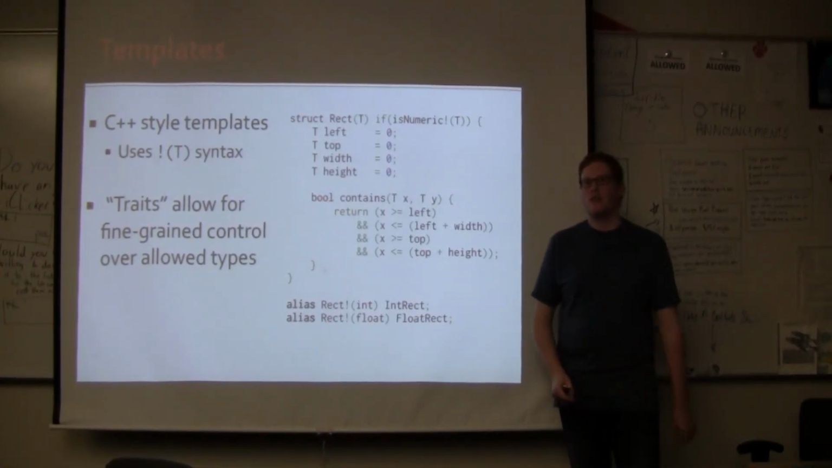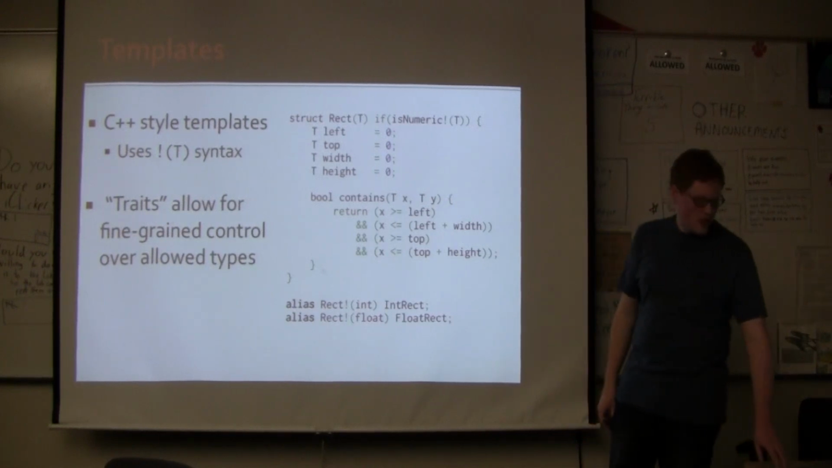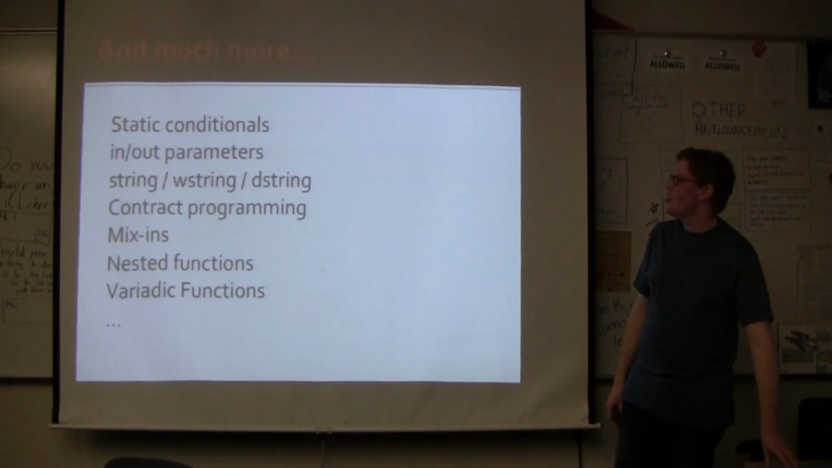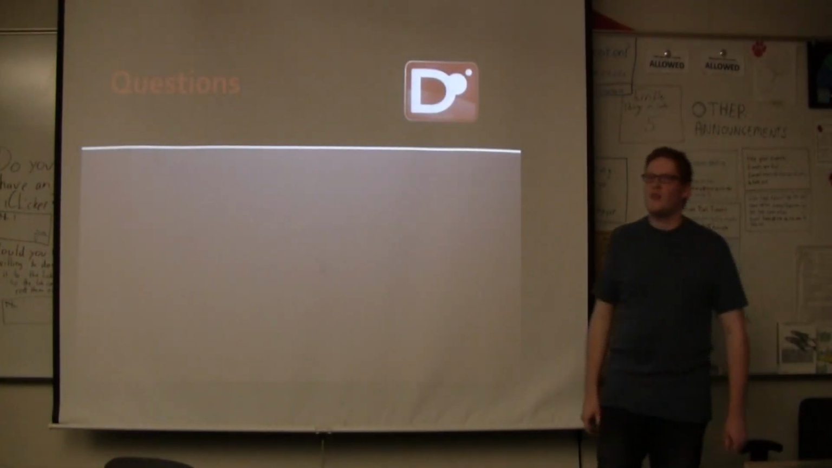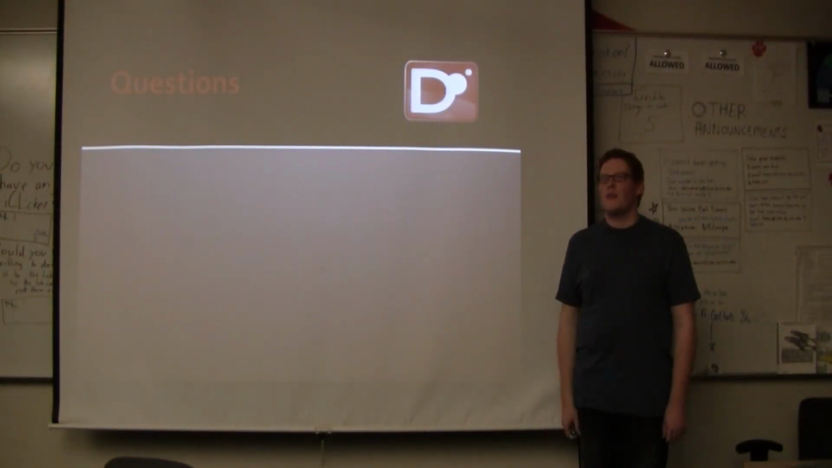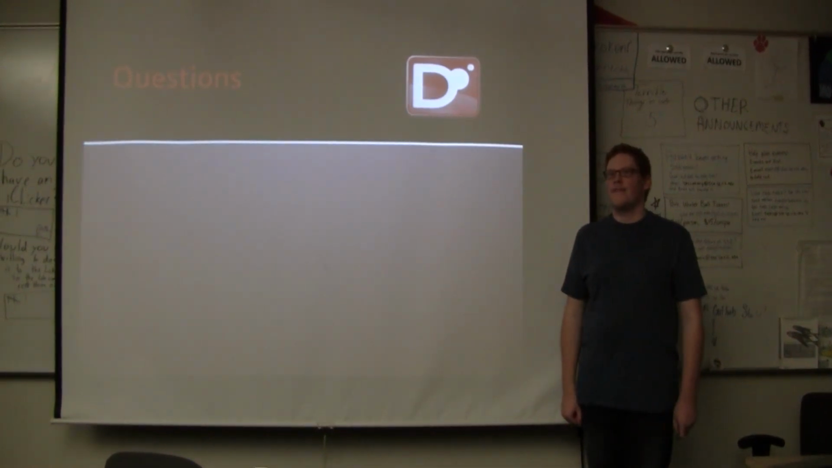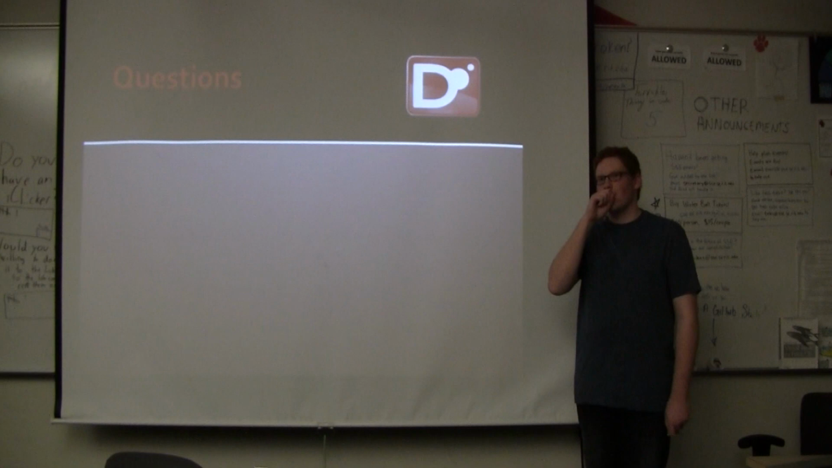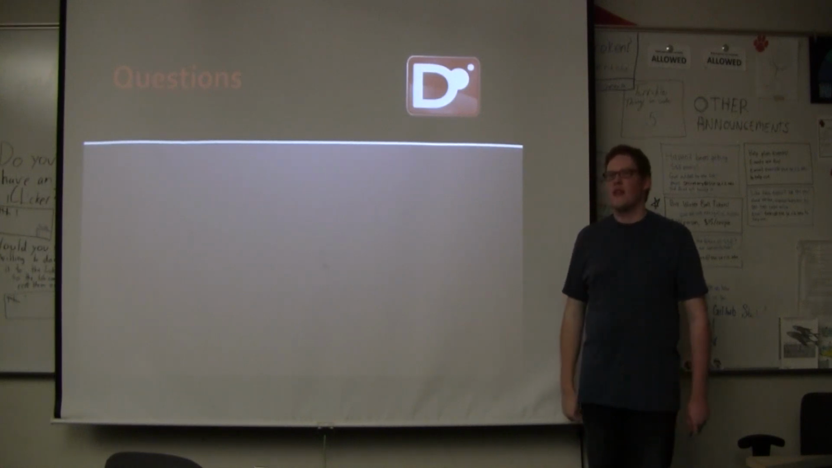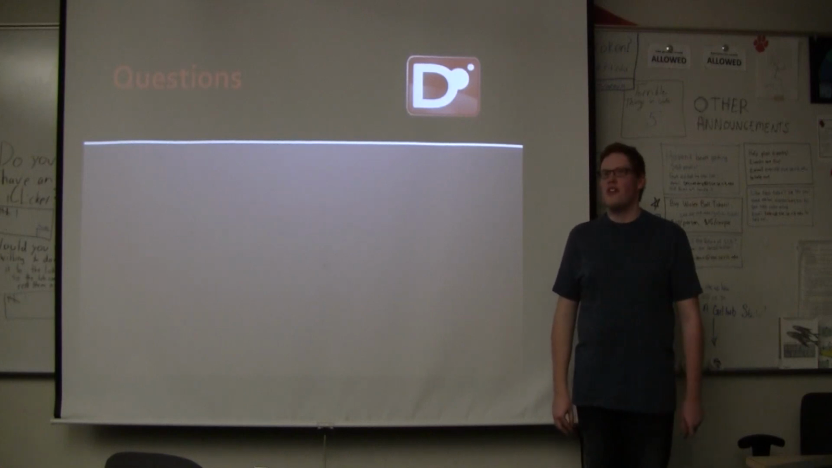Could you write your own traits? Yes, you can. I don't exactly know the syntax for it, but that is possible. I noticed that the trait has an exclamation point after it, just like a template does. So does an exclamation point indicate anything that's type neutral, essentially? Maybe, yeah, that caught me by surprise as well. I'd have to go back and look, but that might be the case.